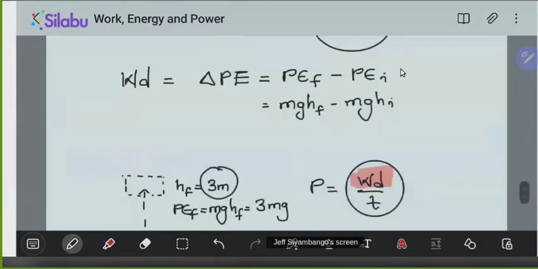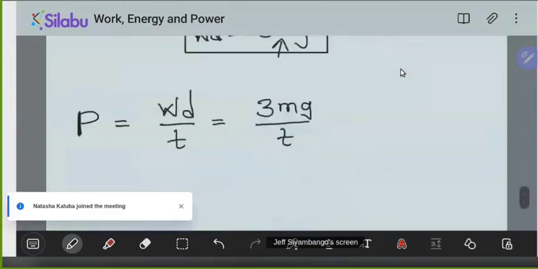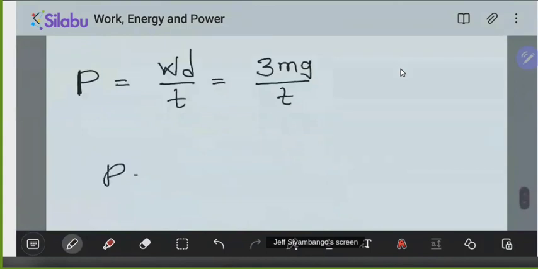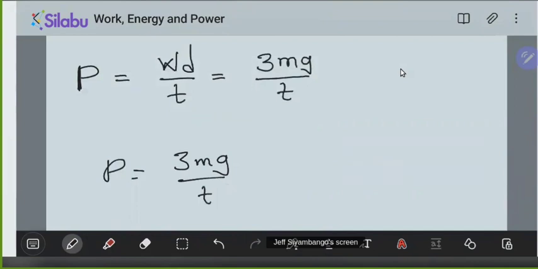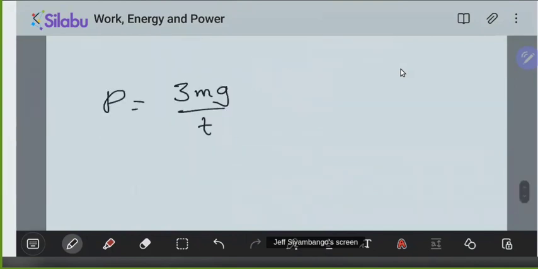Okay, now this is where we are. Power is equal to 3 mg over t. But here we have a problem. The question only gave us two things: the height through which the water was being lifted, 3 meters, and the rate. And this rate was specified as 0.6 kgs per minute.